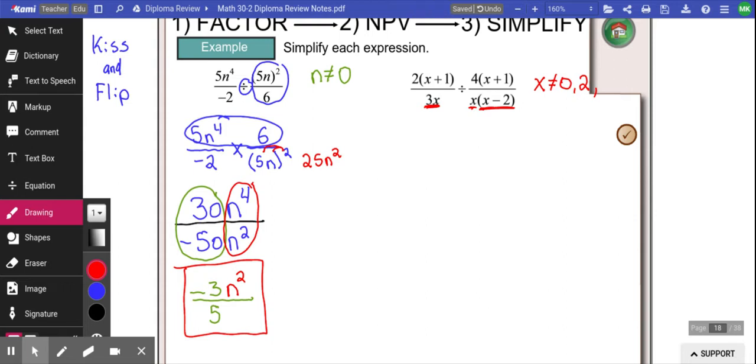Because this is a division, I need to check the second fraction's numerator, the top. There's nothing that will make 4 equal 0, but there is something that will make x plus 1 equal 0. It would be negative 1. Again, that would be a wonderful opportunity for the diploma examination to ask, what are the NPVs? And then it would be, explain why negative 1 would be a non-permissible value. And your explanation would be: negative 1 would cause me to divide by 0, which is not allowed.